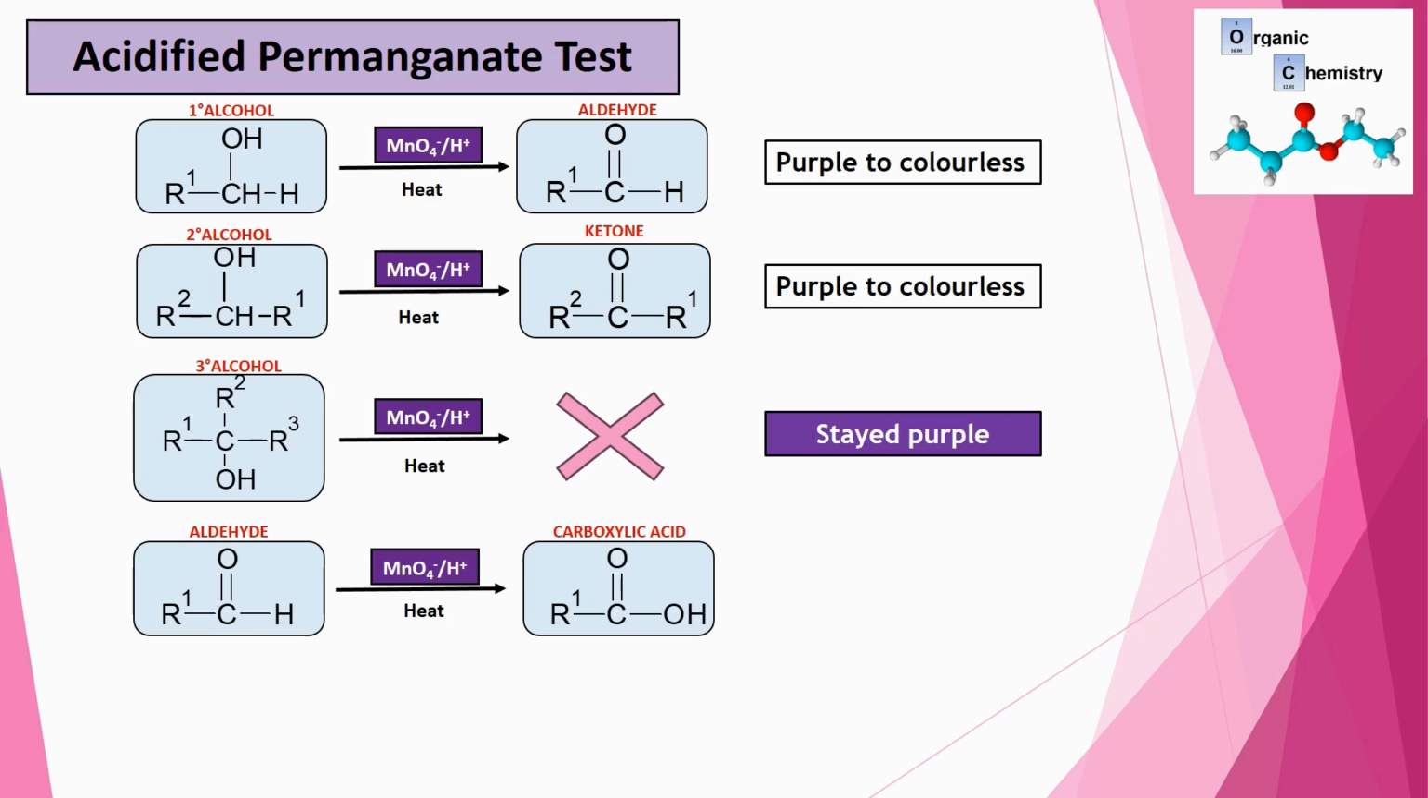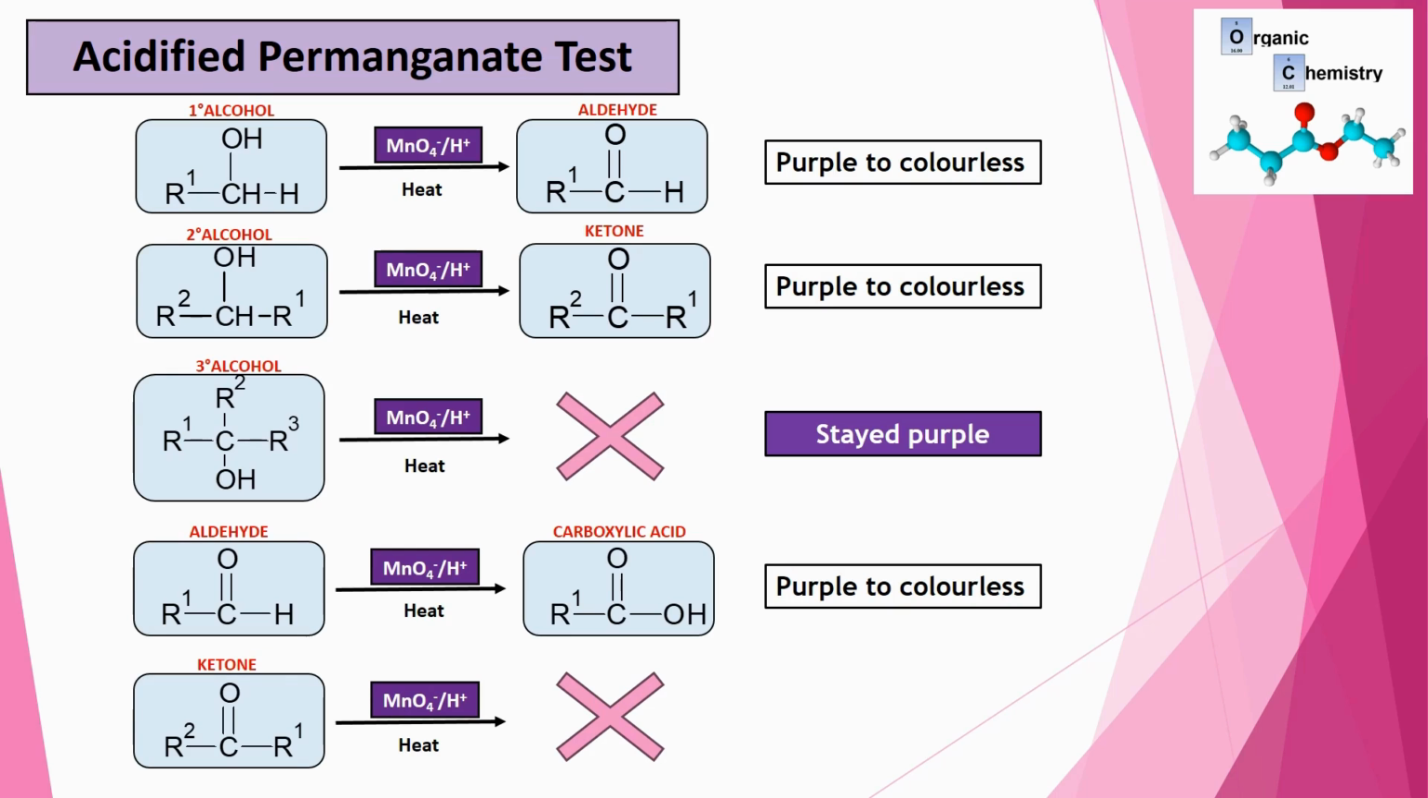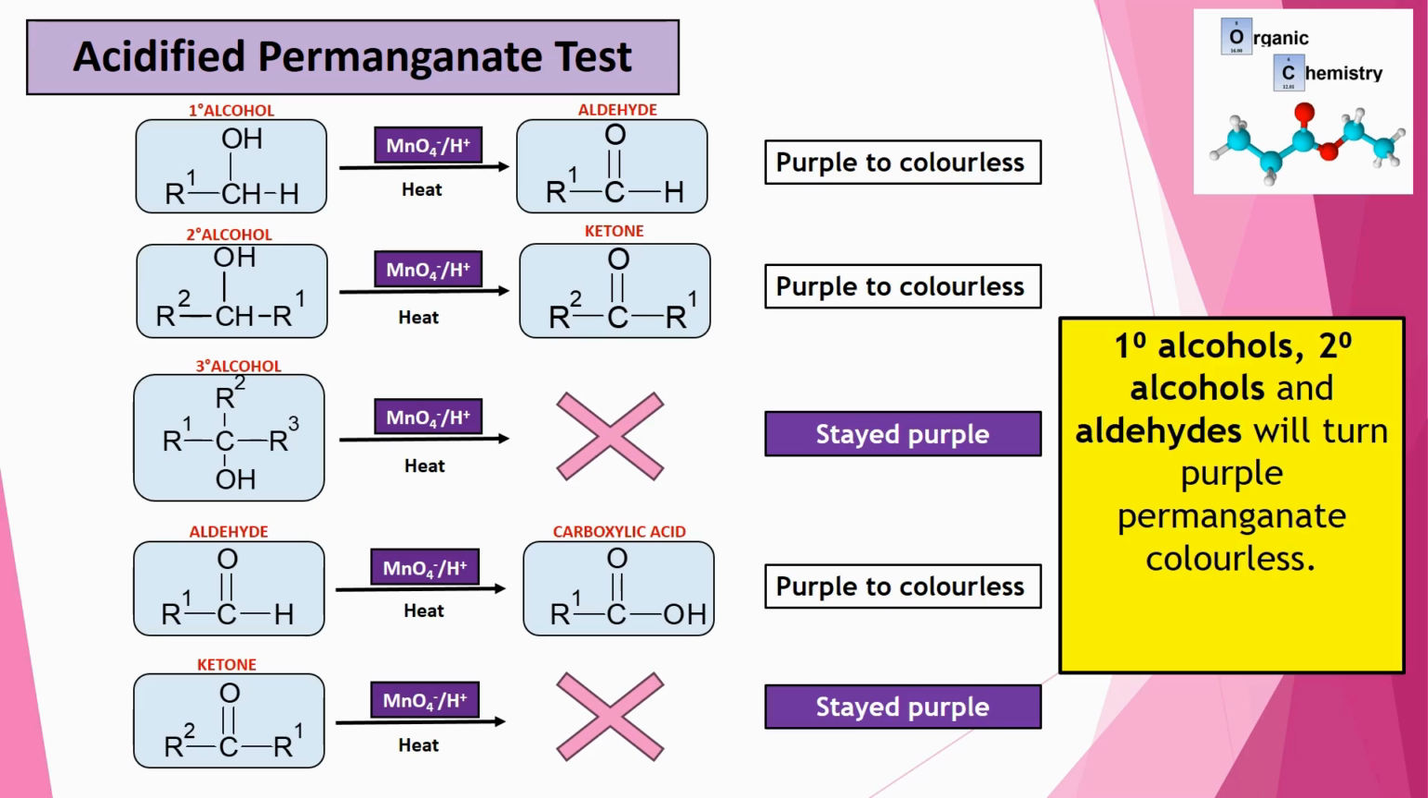Our aldehyde will be oxidized, remember, because it is an intermediate in the test for the primary alcohol. It will turn into a carboxylic acid and it will go from purple to colorless. And finally, ketone, it doesn't react. It can't be oxidized, so it will stay purple. So you need to remember these. You need to remember primary, secondary alcohols and aldehydes will react with acidified permanganate.